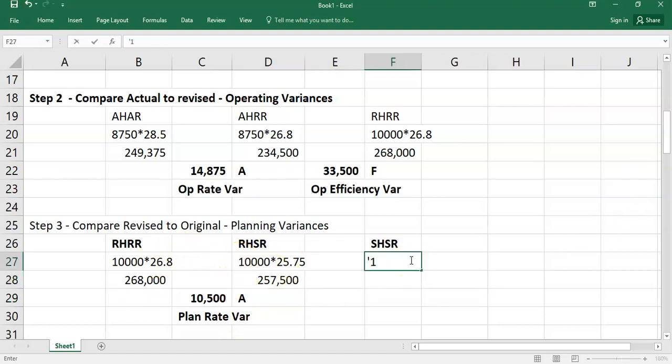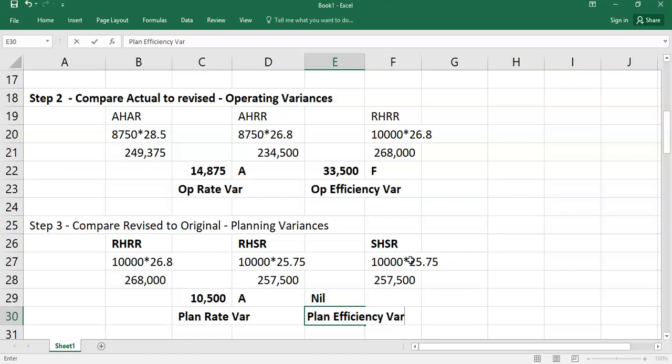Standard hours, standard rate, 10,000 times 25.75. So it's actually the same. And that is nil. And that is what we call the planning efficiency variance. And that should make sense to you. Why is it nil? Because actually the hourly rate standard didn't change. The only thing that changed from a standard perspective was the amount of pay. Your expectation of how many hours per unit still remains the same. So there's no planning change there because it didn't alter. That's why it's nil. And that is your answer then.